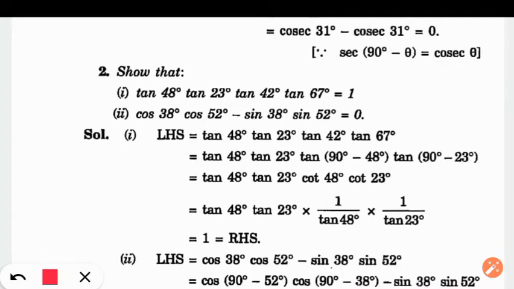Now we know cot is the reciprocal of tan. So in place of cot 48 degree or cot 23 degree, can we write 1 by tan, because they are reciprocal. Cot theta is 1 by tan theta. So this one cancels out, this one cancels out, and we get 1. And in RHS we have 1. Hence proved.